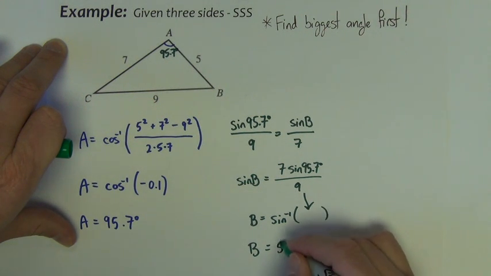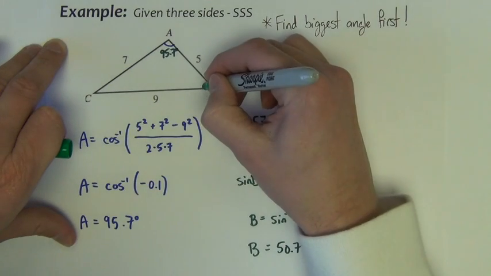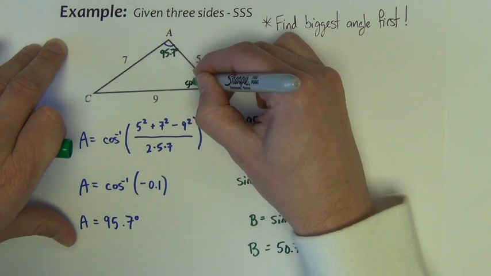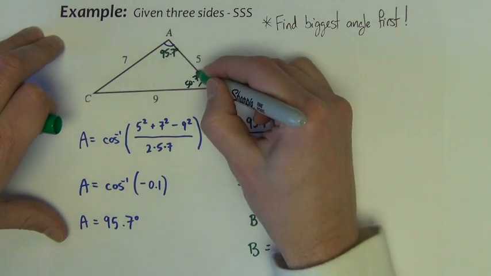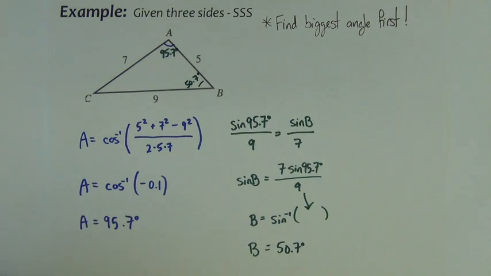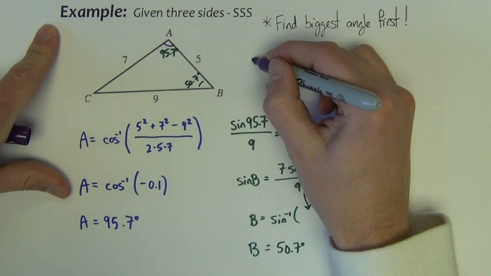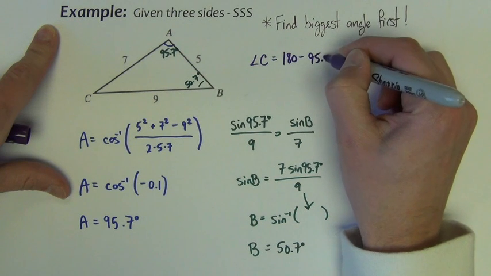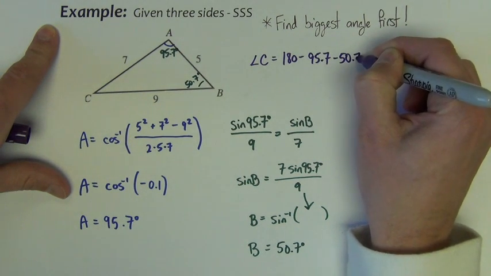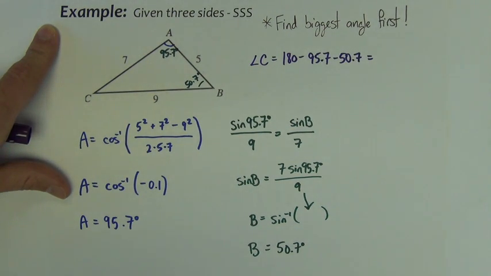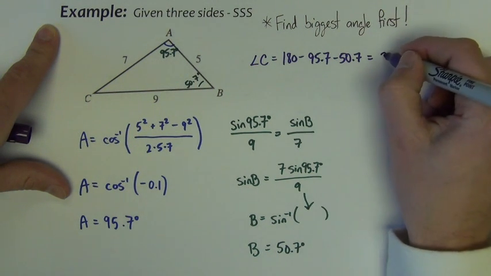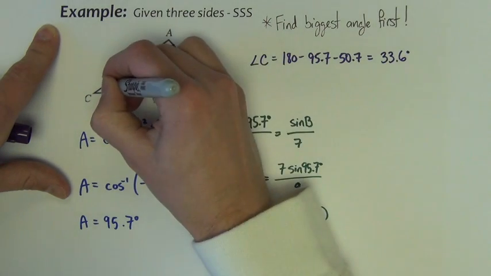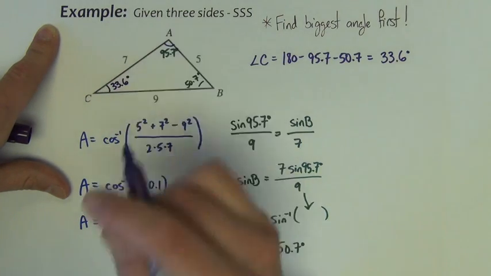I get B to be 50.7 degrees. Okay. Now, to finish this problem, it gets even easier, if you can believe that. To find angle C, since we know two, we just do 180 minus the other angles. This is 33.6 degrees. And we're done.